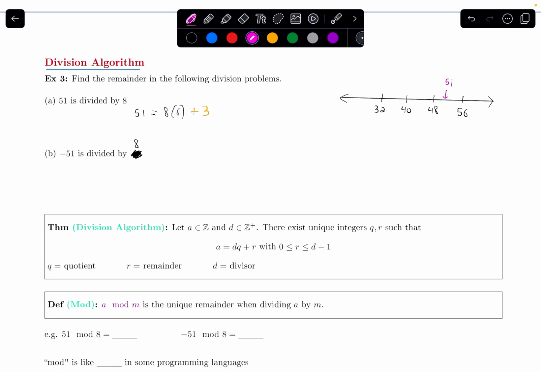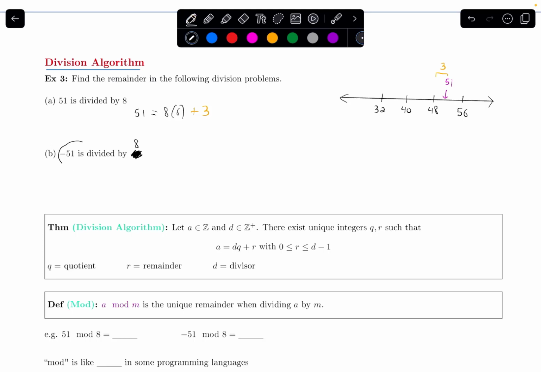When we calculate the remainder, we find this multiple, the closest one to 51 that's still less than or equal to it. Then we see how far it is from 48 up to 51, and they're 3 units apart. Okay, let's do another one.